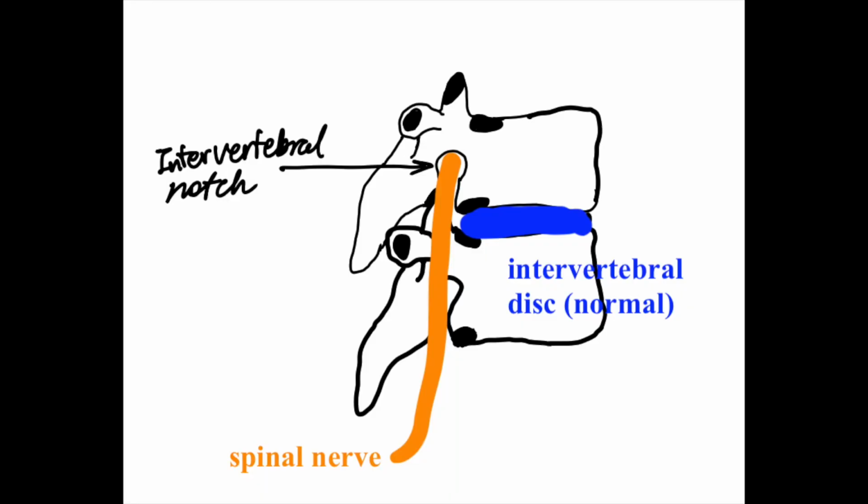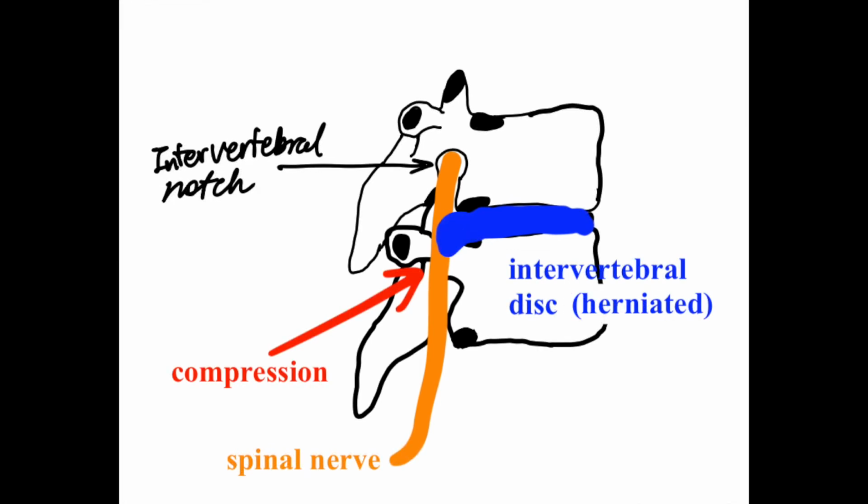The intervertebral disc can bulge posterolaterally and compress the spinal nerve in or near the intervertebral foramen, resulting in pain and or weakness in the distribution of the affected spinal nerve. This is an example of mixed motor and sensory lesion.